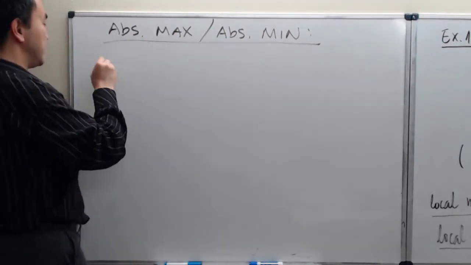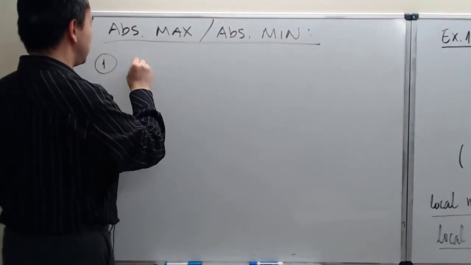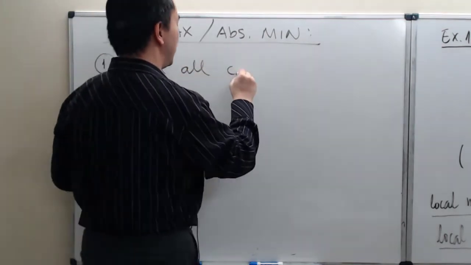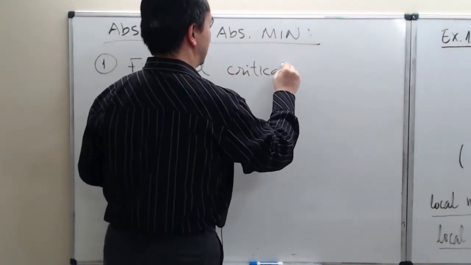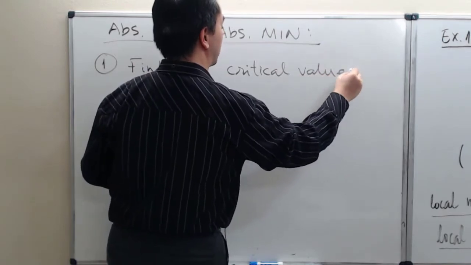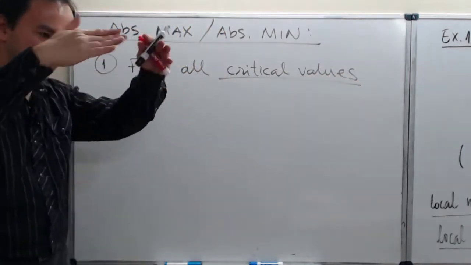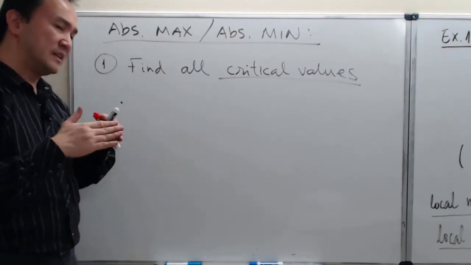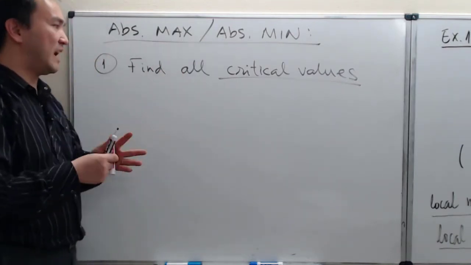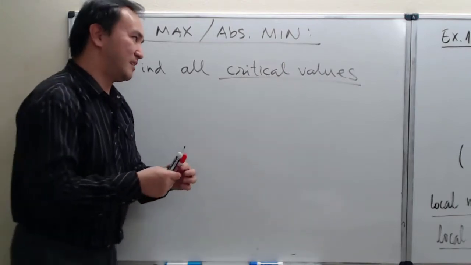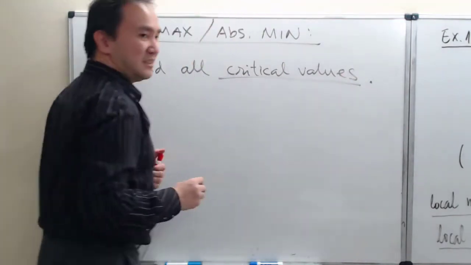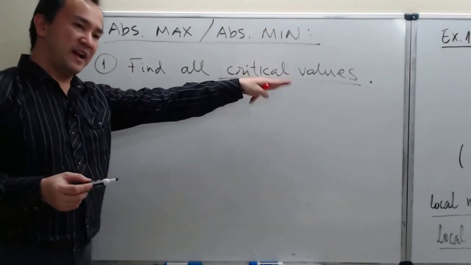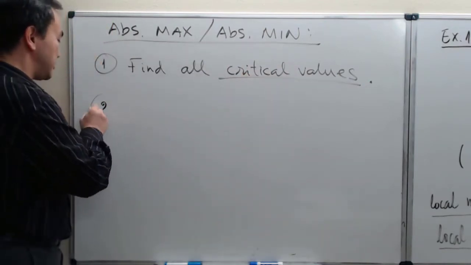But we first always have to find all critical values, because the critical values kind of narrow down where our maximum or minimum can possibly happen. Local maximum and minimum values can only happen among the critical values. So we have to find all critical values.